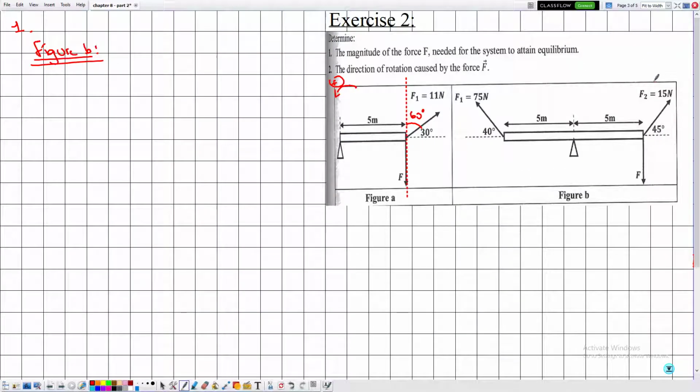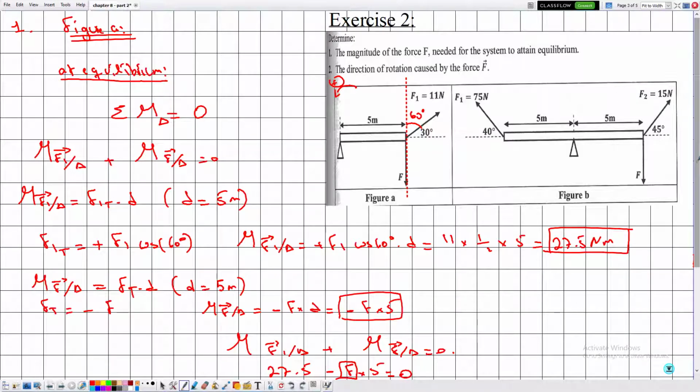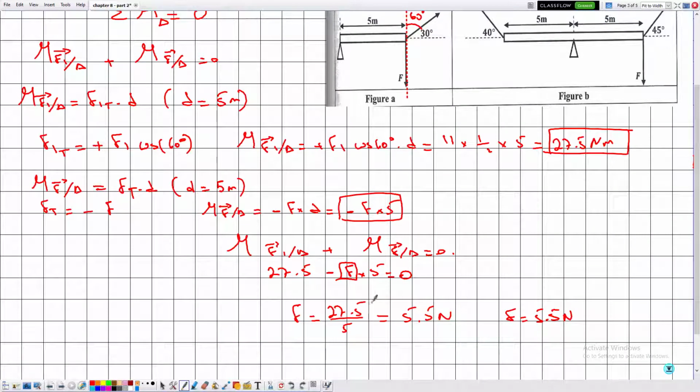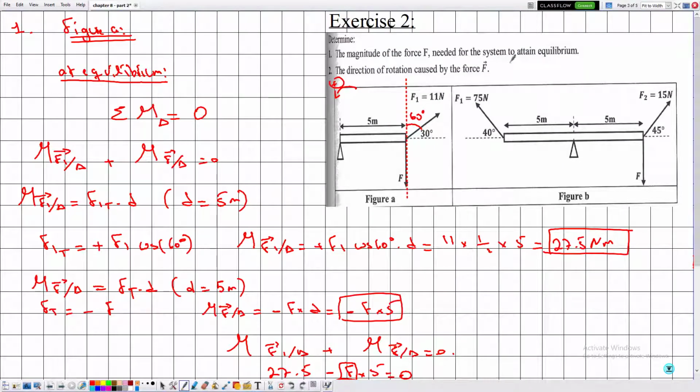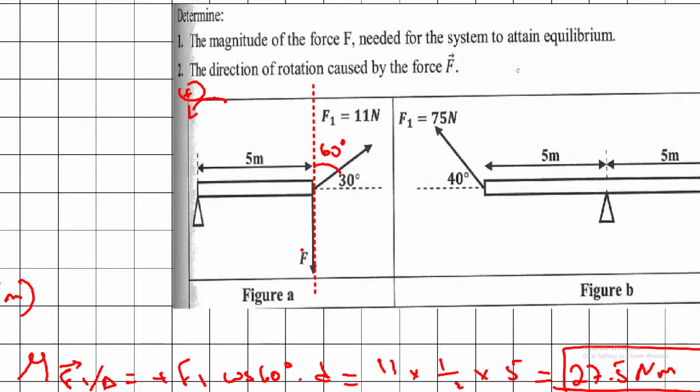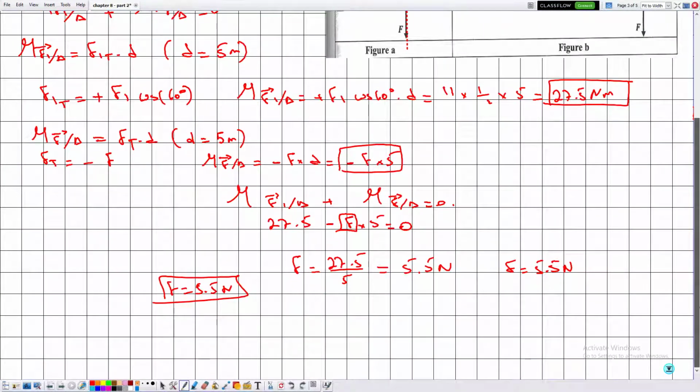So we need, okay, let me continue the question here. So F is equal to 5.5 newtons. And in number 2 they're asking us for the direction of the rotation caused by F. So in this case the direction is like this. So the direction is clockwise.